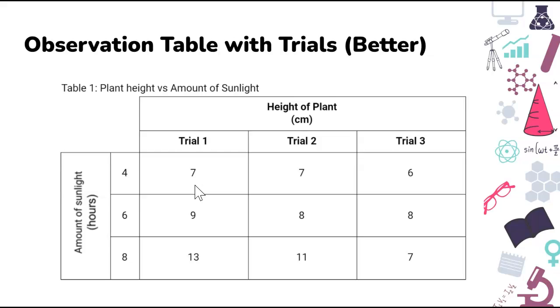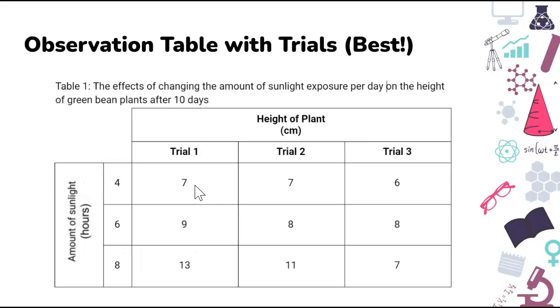of important information. So a better title would be something like the effects of changing the amount of sunlight exposure per day on the height of green bean plants after 10 days. So you can see there's more information given here. We're looking at not just plants, but we're looking at green bean plants. We're doing this after 10 days. It's not just some random number of days. Right, so by adding more information into the title, we actually make this a better table as well.